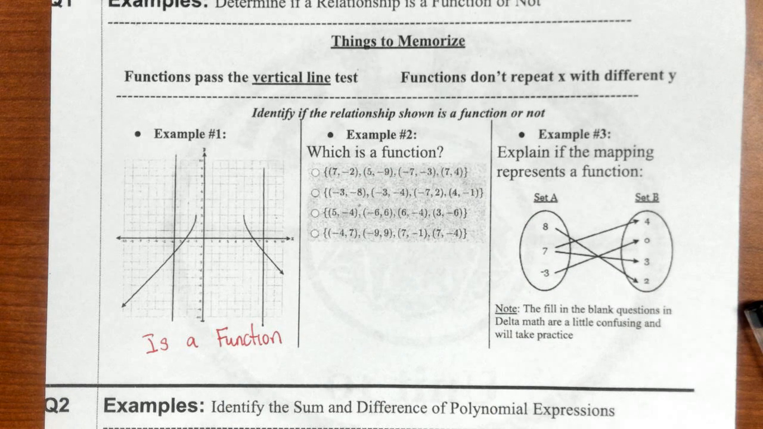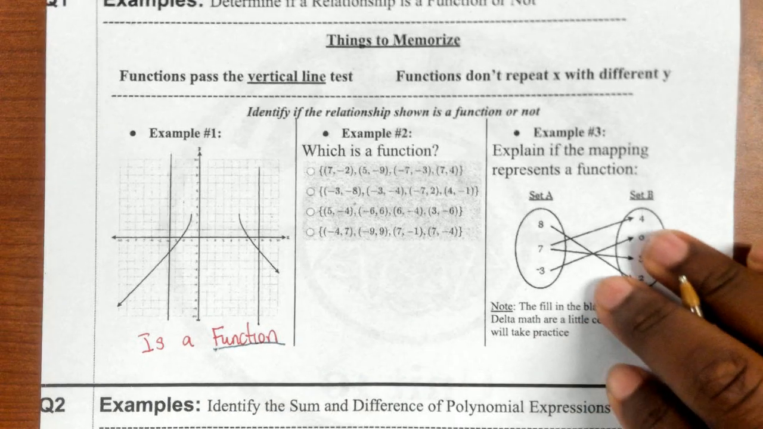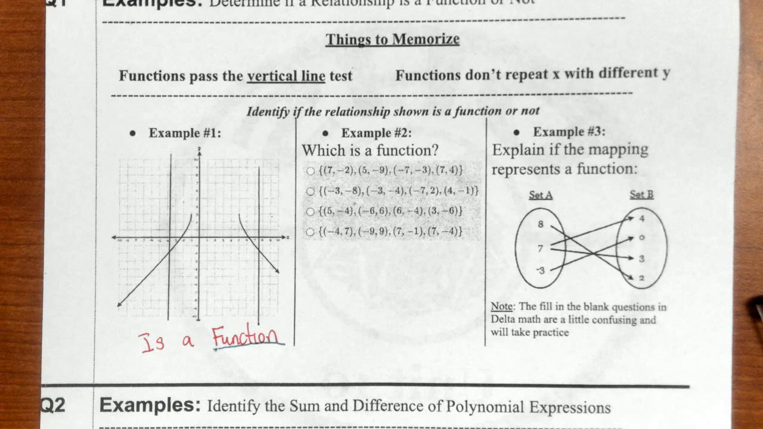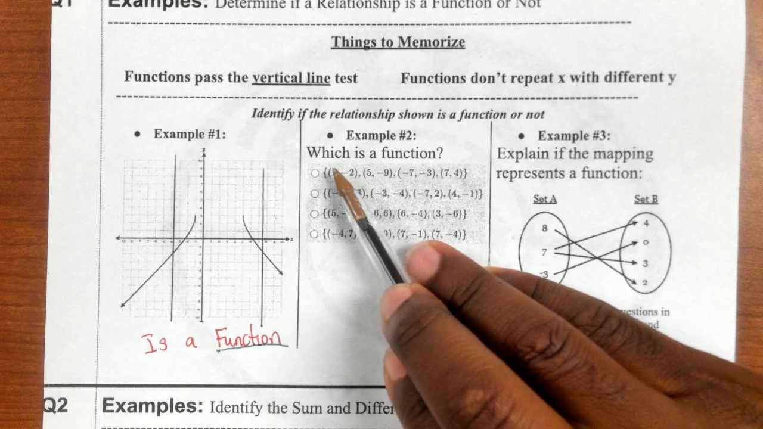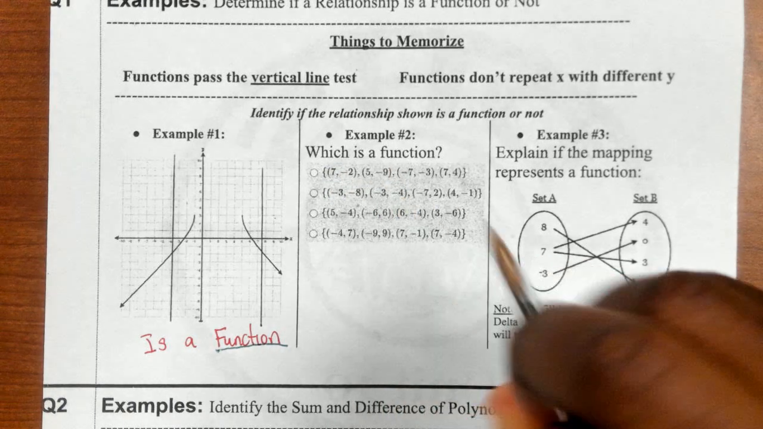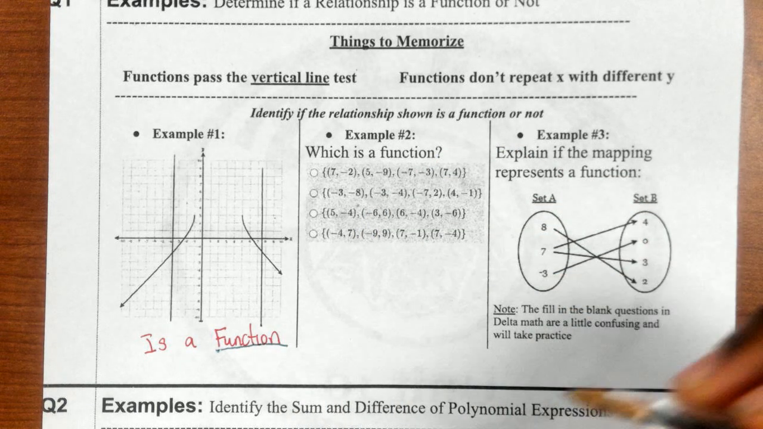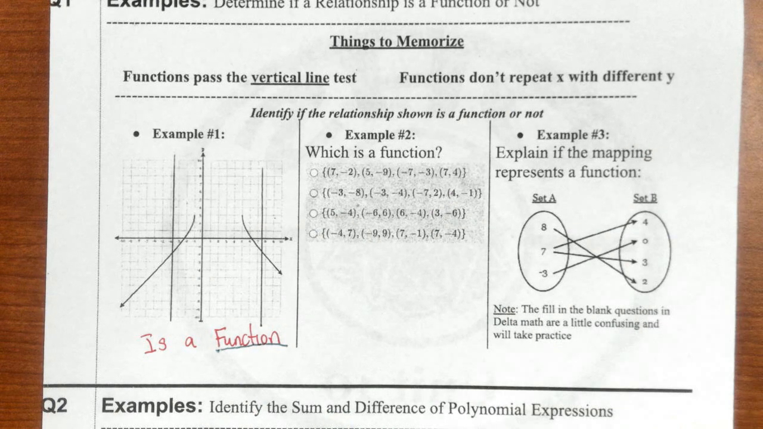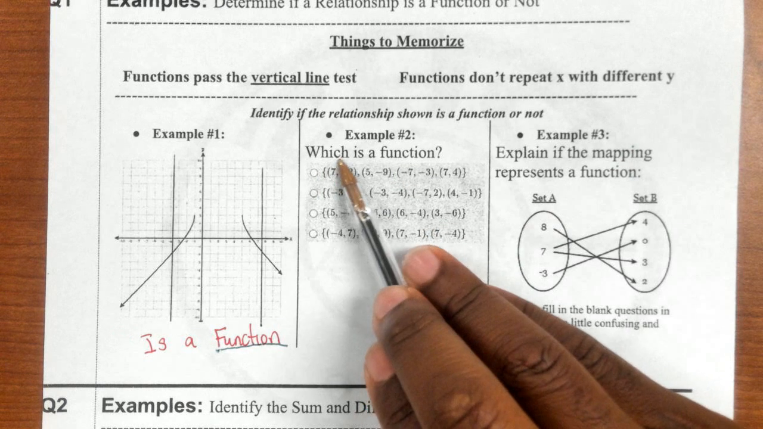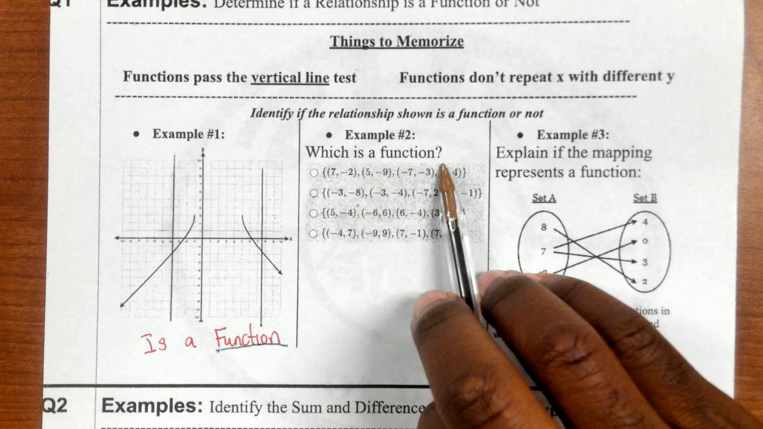So what about the next example? When we look at the next example, we see that we're given some ordered pairs. Ordered pairs are x and y values. Whenever you're given ordered pairs, your x values cannot repeat. If your x values do repeat, then it is not a function. Because the question asks which one is a function, we're looking for when the x values do not repeat.